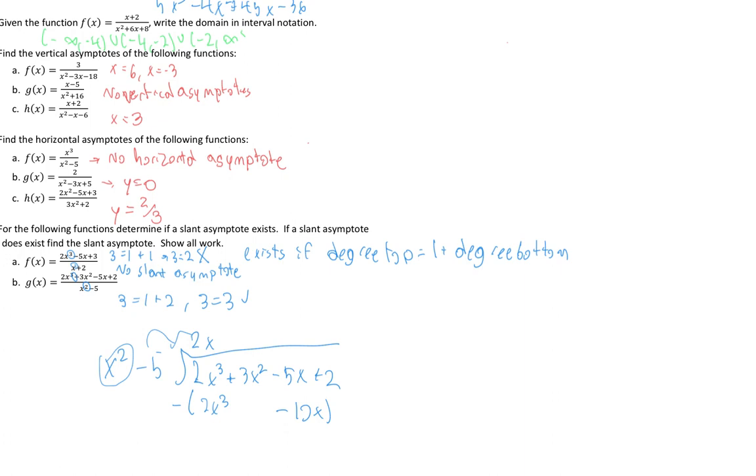So whenever I go ahead and subtract these, 2x cubed minus 2x cubed is 0. 3x squared minus nothing is 3x squared. Minus 5x minus negative 10, so minus minus becomes a plus. So minus 5x plus 10x is going to be plus 5x. And then this plus 2 will just carry down.